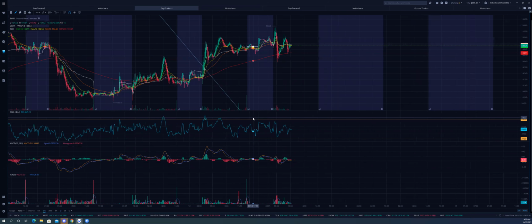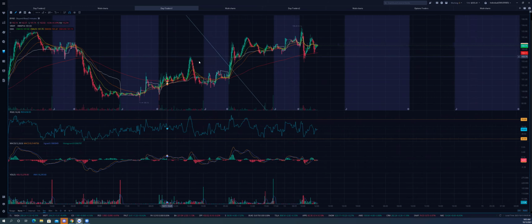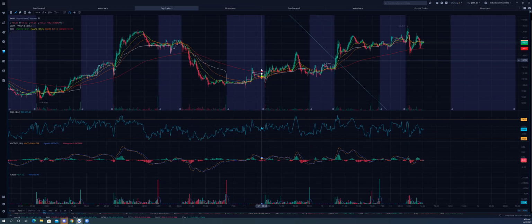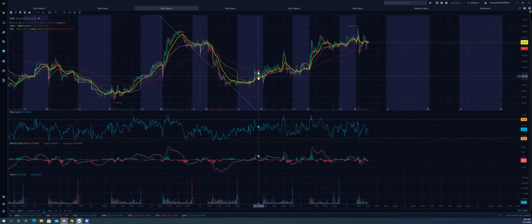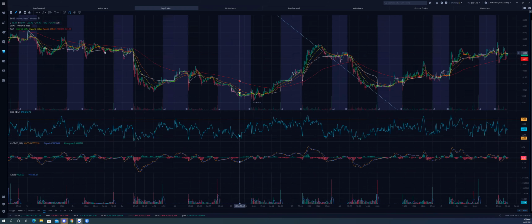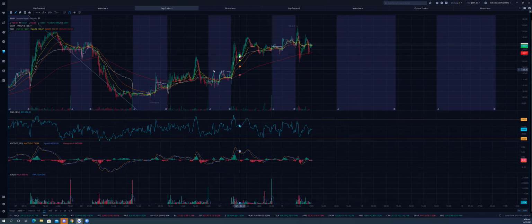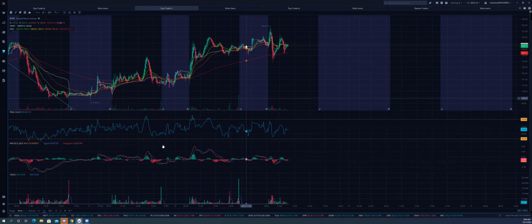Oh, it's not populating on here. I don't know why, but normally it's supposed to populate on all time frames. I probably have to change the settings in Webull. So go back to the daily right here.